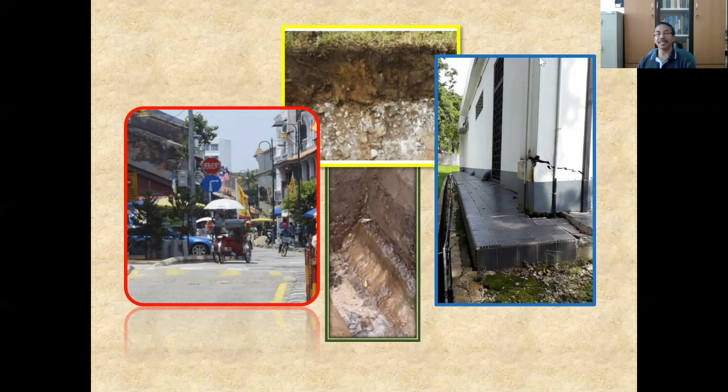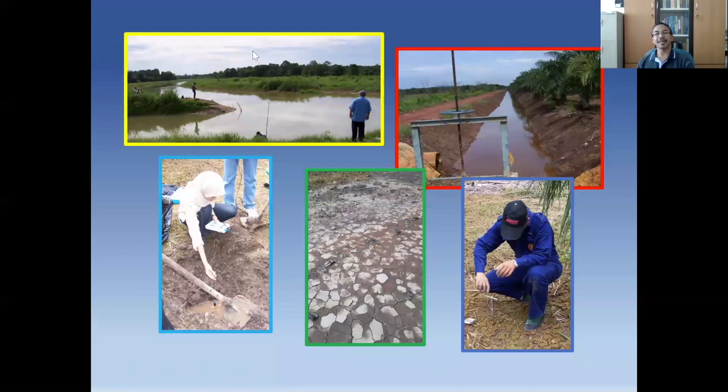Let's say this is an existing structure nearby our project area. We can see the crack here. It could be due to the settlement of the structure, or settlement on part of the structure here. Again, we visit the site, so we have an idea.